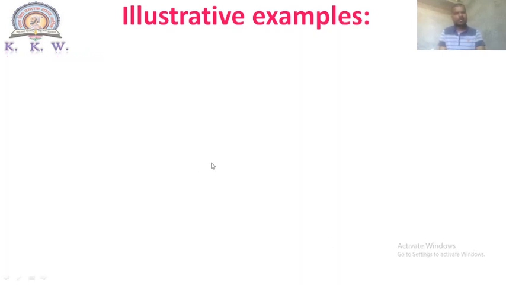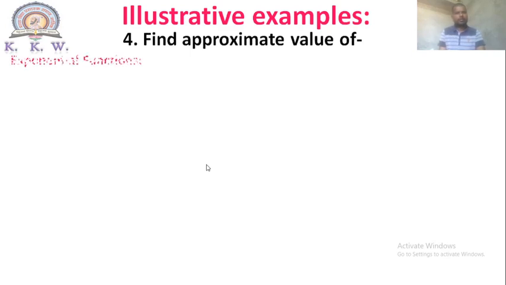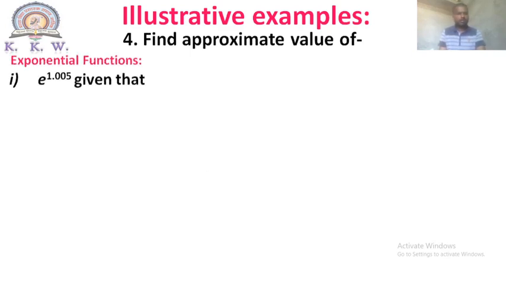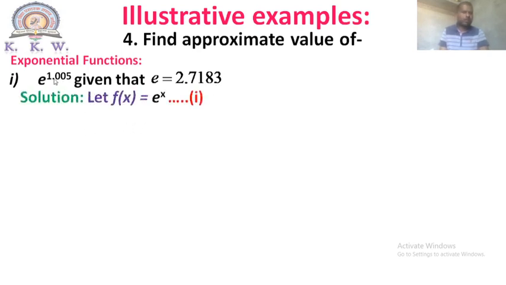So next example is we'll find approximate value of exponential function also. Therefore, find approximate value of e raised to 1.005 given that e is equal to 2.7183. We will find function appropriate to this given value e raised to something. Therefore, f of x is e raised to x.